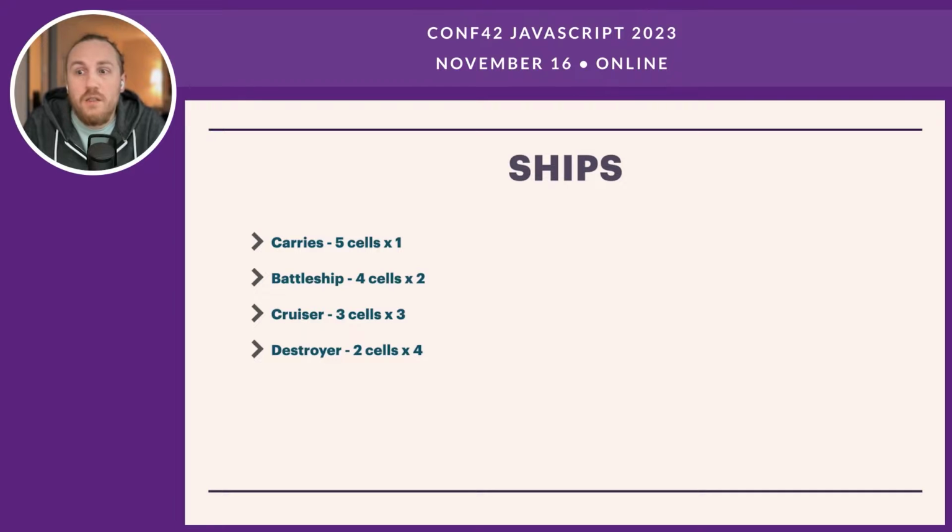I saw many variants of rules for this game, and in ours we're going to use the following variation. Carrier, 5 cells, x1. Battleship, 4 cells, x2. Cruiser, 3 cells, 3 items. And destroyer, 2 cells, 4 items.